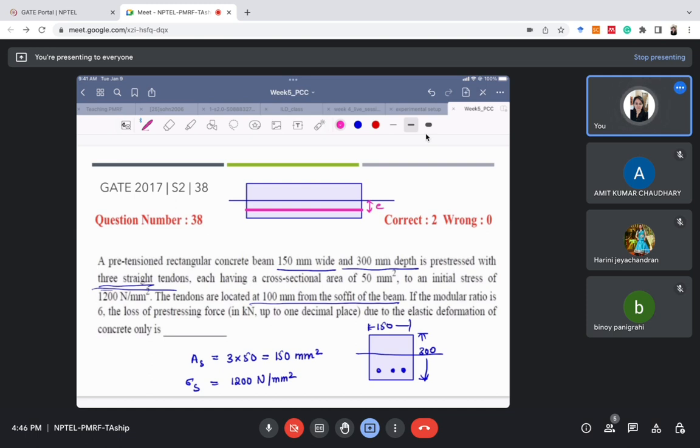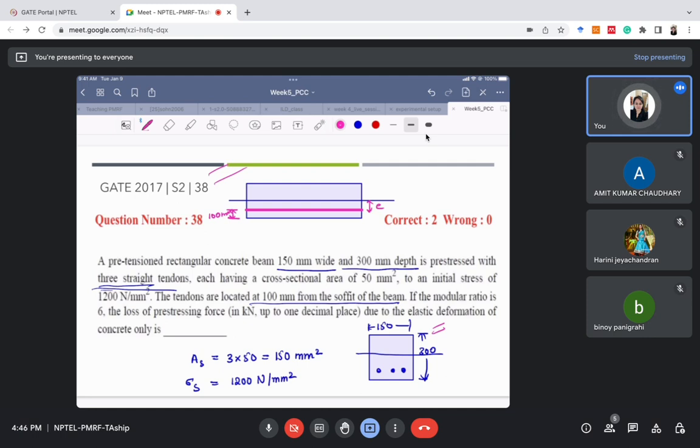But in this GATE question, they have told us that the tendons are located at 100 mm from the soffit of the beam. So what is the soffit of the beam? Soffit of the beam means the bottom part of this beam. So this is the soffit. So tendons are located 100 mm from the soffit of the beam. So this is the longitudinal profile of the beam, and this is the cross sectional area I have drawn, right? So this is 100 mm from the soffit of the beam.